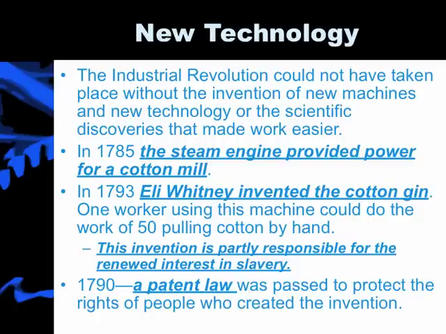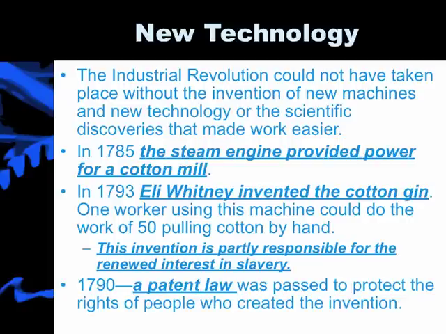However, the bad thing is this invention is partly responsible for the renewed interest in slavery, because what one slave could produce a day was about a pound of cotton a day. After the cotton gin, they could pull out about 50 pounds a day per slave. So instead of them being okay with, hey, we just increased productivity by 50 times, what this does is it encourages them to get more slaves so they can increase productivity even more.